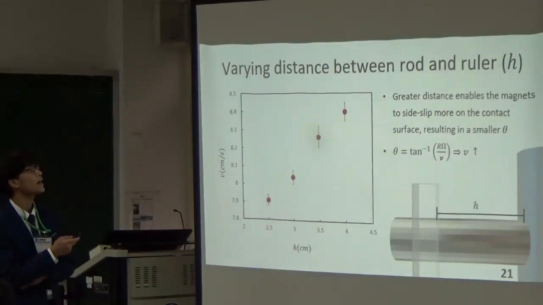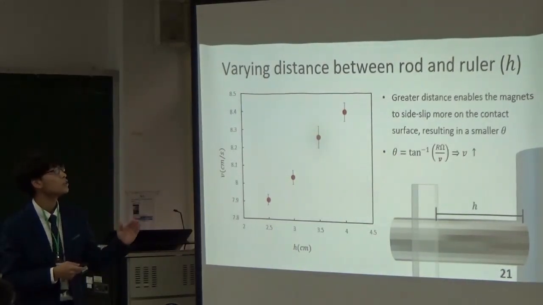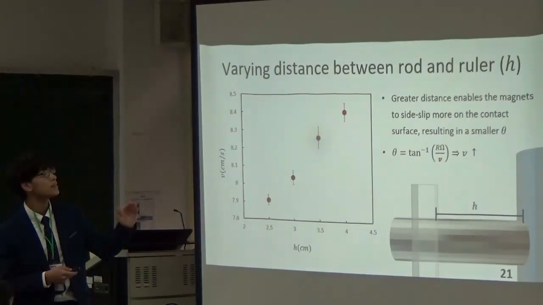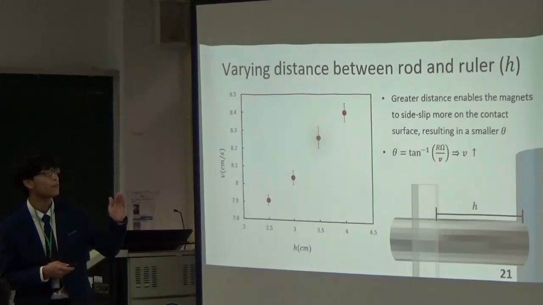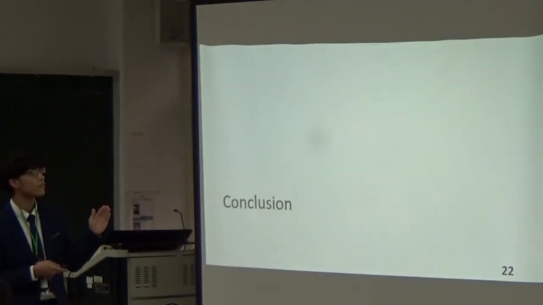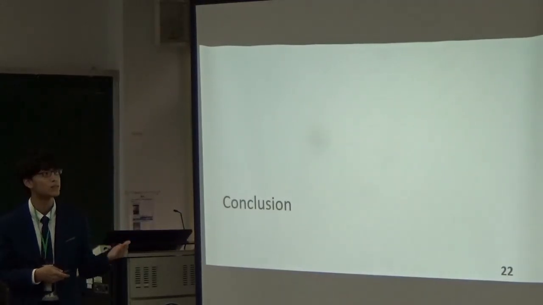And this is varying the distance between the rod and ruler. We find that with a greater distance, it enables the magnets to side-slip more on the contact surface, resulting in a smaller theta. And a smaller theta means the magnets climb upward faster.